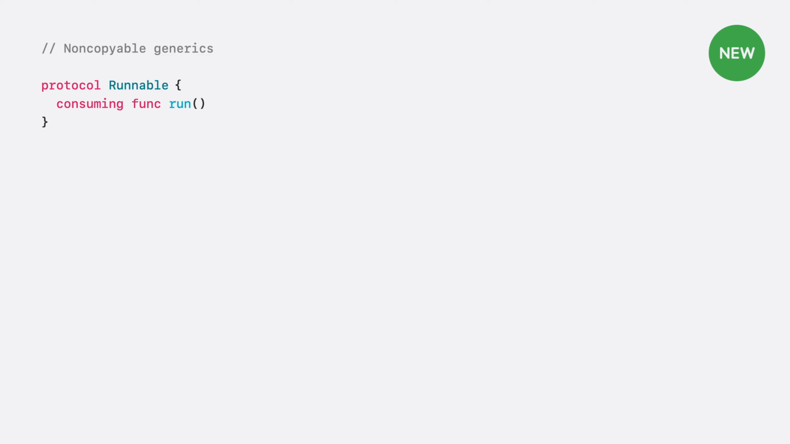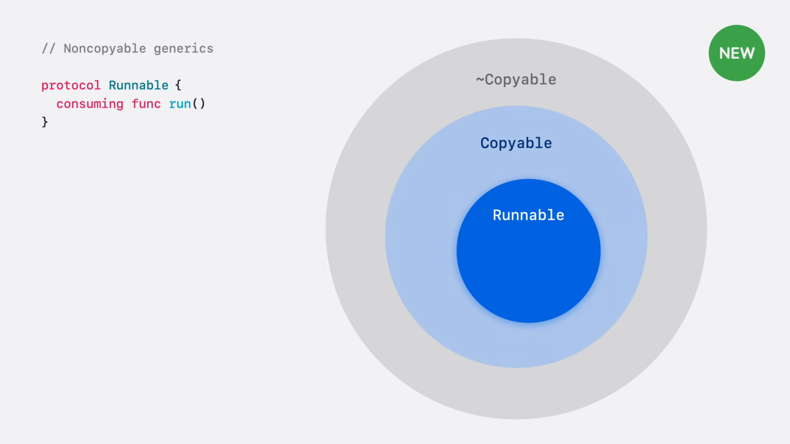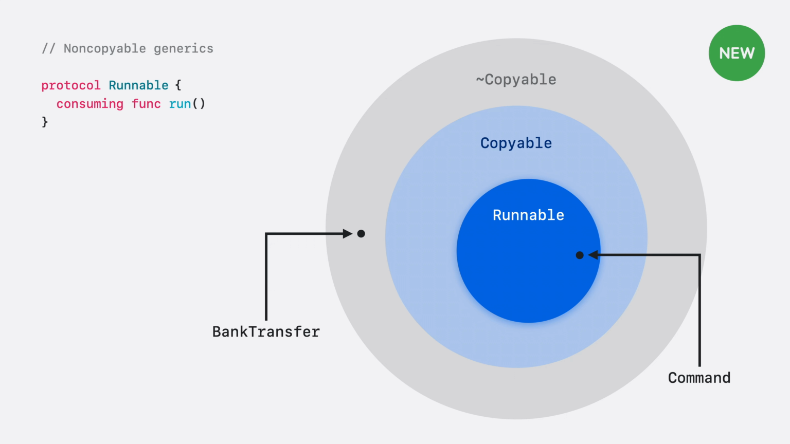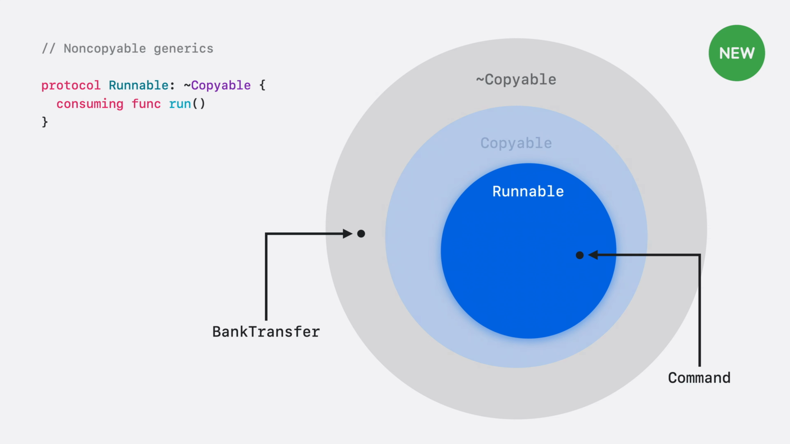Let's start with our Runnable protocol from earlier. Our universe of types currently looks like this. All Runnable values are Copyable. BankTransfer is not Copyable, so it cannot be Runnable either. But I want BankTransfer to conform, so I can use it generically. The ability to copy a Runnable type is not fundamental to the protocol, so I'll remove the Copyable constraint from Runnable by adding tilde Copyable.